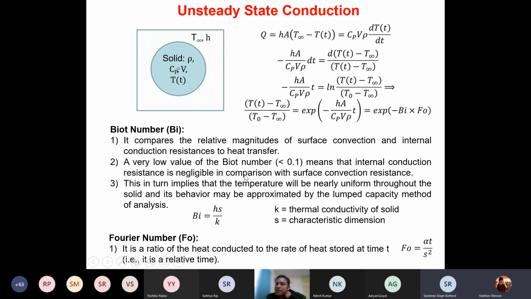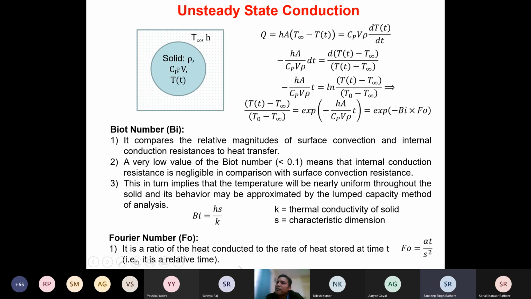So internal resistance negligible, that means what? The conduction term which is there in the denominator should be very high, isn't it? So that means Biot number should be as low as possible. Remember, this numerator gives me the magnitude of convection, whereas this denominator gives me the magnitude of conduction. So if I am saying the conduction is much faster compared to convection, then and only then can we apply this equation. Okay.